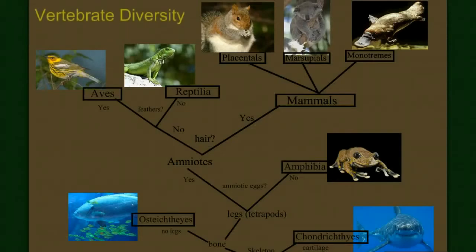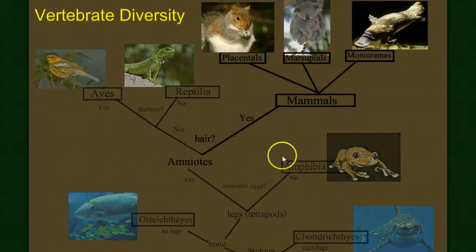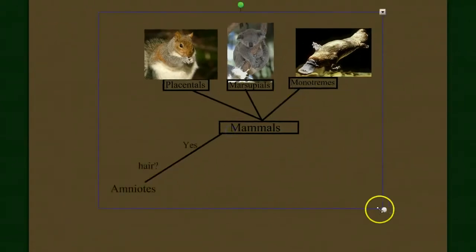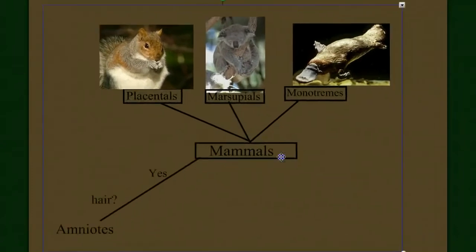Welcome to our last video in our series on vertebrate diversity. In this video, we're going to focus on our last class in the vertebrate subphylum, the mammals. One of the interesting things we're going to do in this group is look at the three subclasses of mammals, the monotremes, the marsupials, and the placentals.